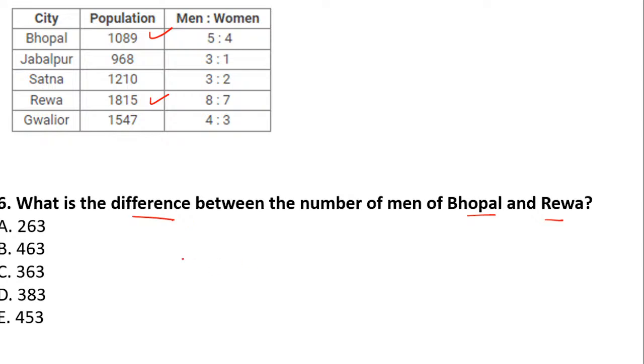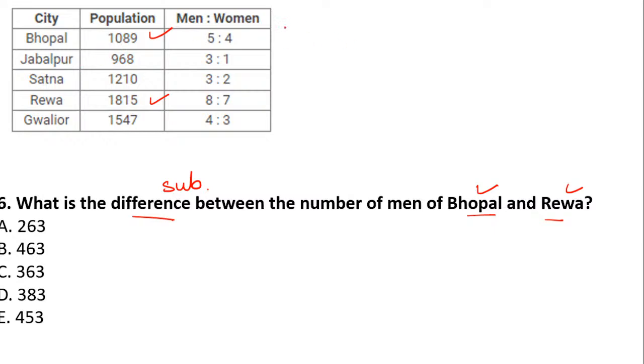So again I'm telling you, the question is asking the difference. Difference means subtraction you have to do. Difference between men of Bhopal and Riva. So here, first of all, because you don't know the value of men of Bhopal and Riva, you know the population, but you don't know the men population. So what you have to do first, let's find out the number of men of Bhopal and of Riva, and then you need to subtract it. Okay, so let me help you.